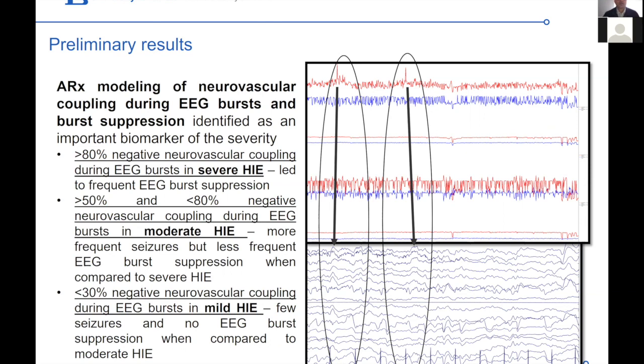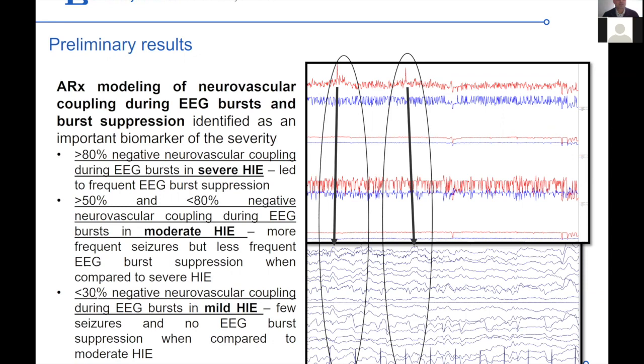What they have seen is negative neurovascular coupling greater than 80% in the severe HI. You can consider this a biomarker: if we see negative neurovascular coupling greater than 80%, there's a chance of severe HI. As for what that chance is, we haven't computed the probability because it's not a robust measure yet with the data set that we have, since we only had 3 or 4 babies with severe HI. Most babies were mild.